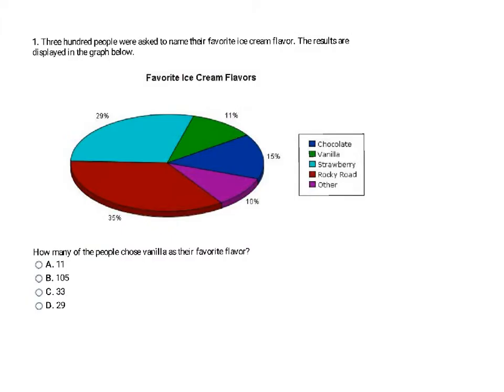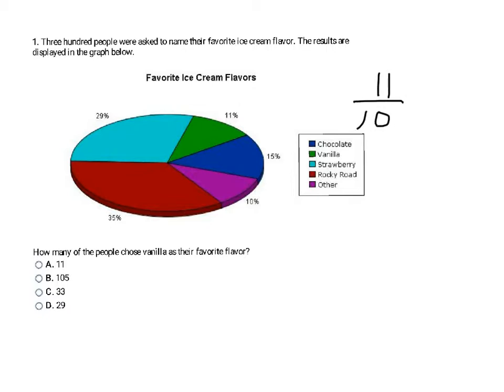So here the problem says 300 people were asked to name their favorite ice cream flavor. The results are shown in the graph below, and we have a circle graph or pie graph. How many of the people chose vanilla as their favorite flavor? Well, vanilla is 11%, so we're going to have to figure out how many out of the 300 people is 11%. So we're going to set up a proportion.